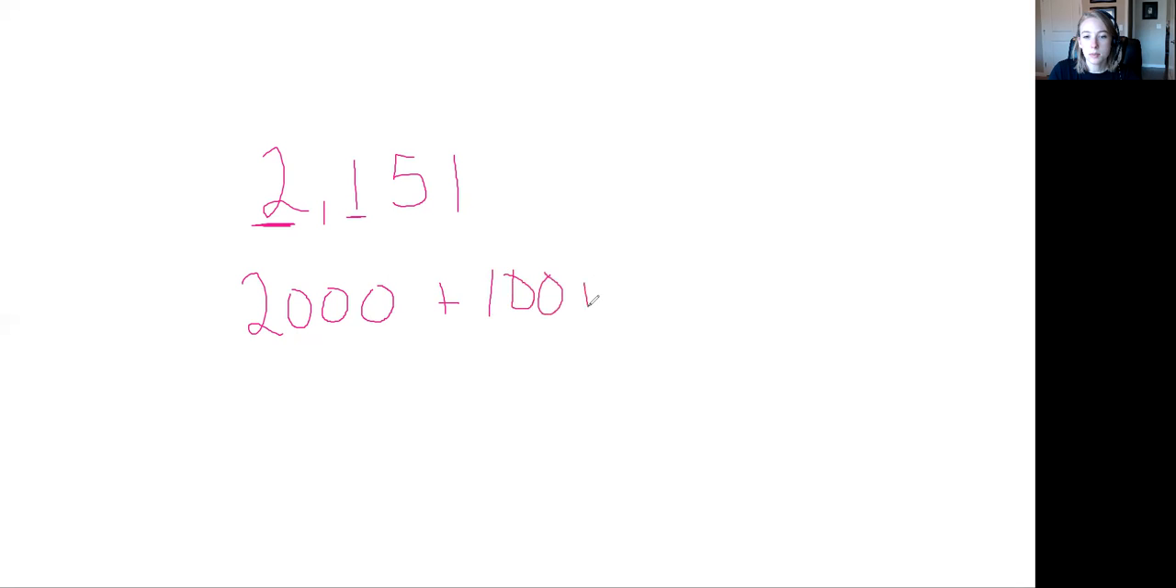Our last one that we're going to look at is something in the thousands. So our standard form number that I'm going to write for us is 2,151. So here we're still just going to start with the biggest place value and go from there. So this is the thousands place, and we have a 2 in the thousands place, so that means we're going to start with 2,000. Then we're going to add the hundreds place. So we have 1 in the hundreds place, so we're going to add 100. Then the tens place, we have a 5 there, so we're going to add 50. And then in the ones place, we have a 1, so we're going to add that 1.